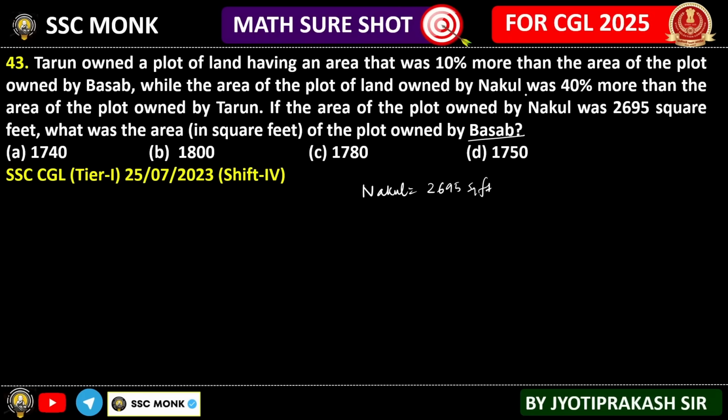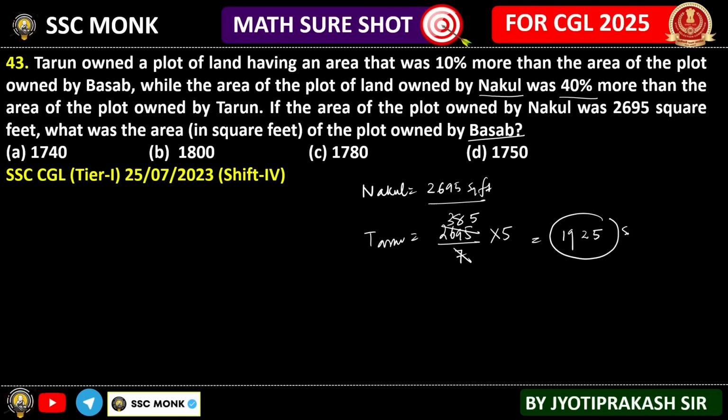Now what it says: the plot owned by Nakul was 40% more than the plot owned by Tarun. Tarun's plot size is equal to 2695 divided by 7 into 5, since 40% more is 7 by 5. 7 3s are 21, 7 8s are 56, 7 5s are 35, so 385. 385 into 5 gives 1925 square feet, which is the area of Tarun's plot.